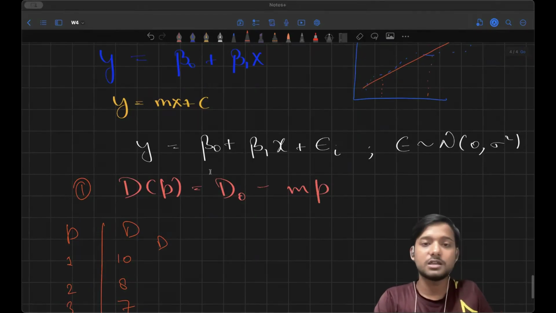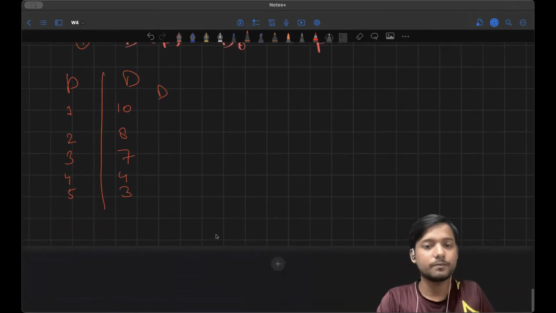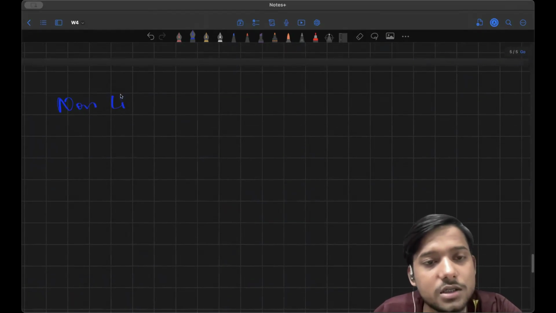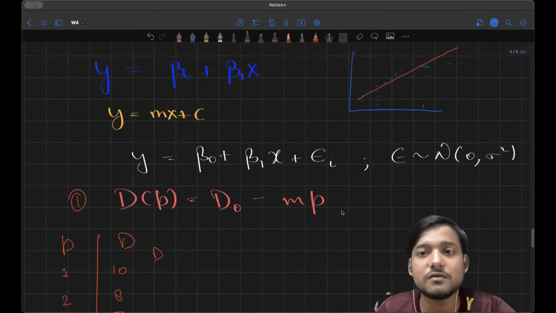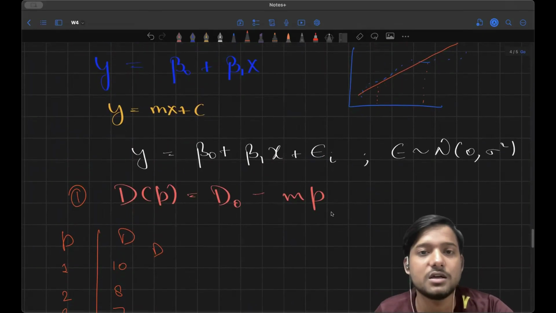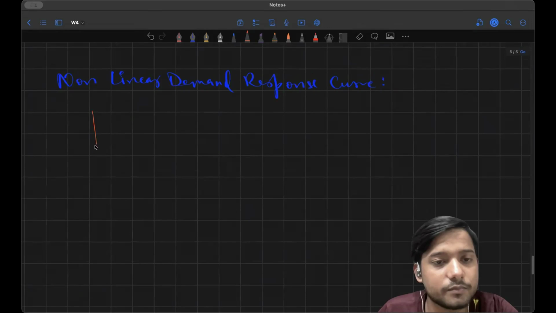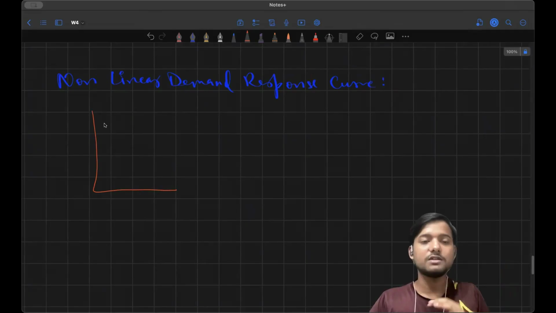After this, there is one more thing which we should know, that is going to be the non-linear demand response curve. What is this? As the name suggests, in this one, we were having a linear demand response curve. What if our response is not going to be linear, right? So in this situation, we know this thing that demand and price are always and always inversely proportional.